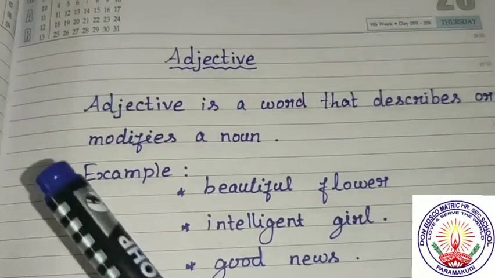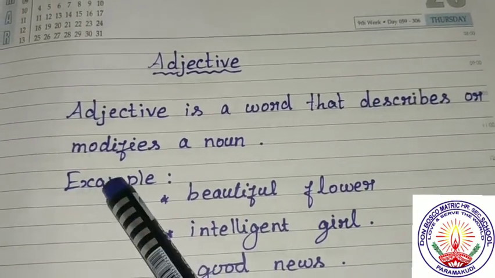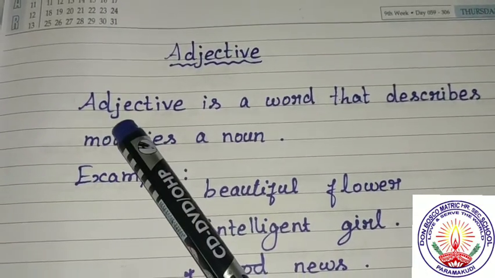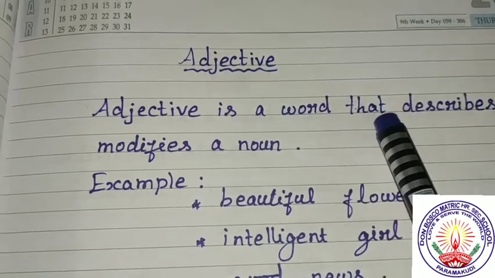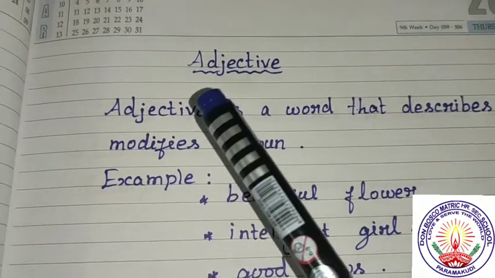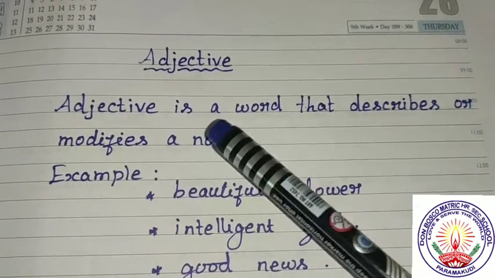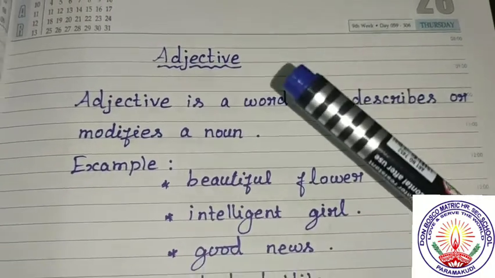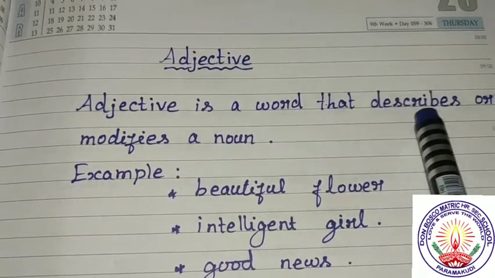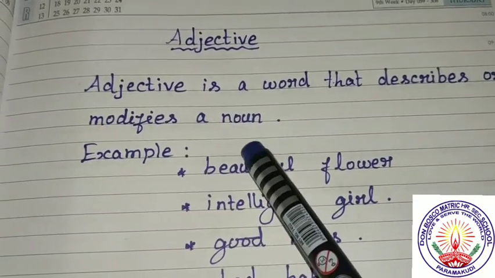Then adjective. What is an adjective? An adjective is a word that describes or modifies a noun. For example, what does "describes" or "modifies" mean here? Modifies means it qualifies, it improves the quality of a noun. So a word which describes or modifies a noun is called an adjective.